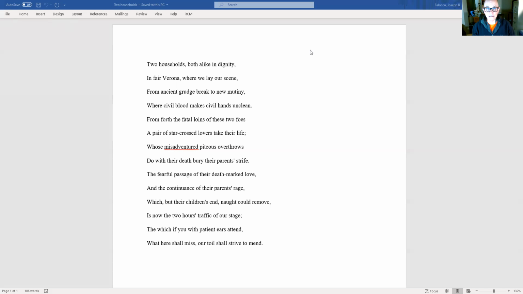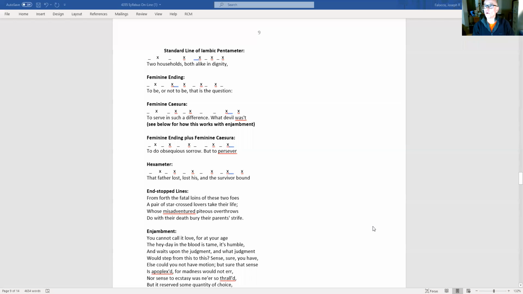Not all lines, however, are regular. As I said before, about half are regular, half are some kind of variations. What we have here next on the syllabus are the most common variations. And the first and most common variation is the feminine ending. A feminine ending is a regular line of iambic pentameter that has an extra unstressed syllable at the end of the line.